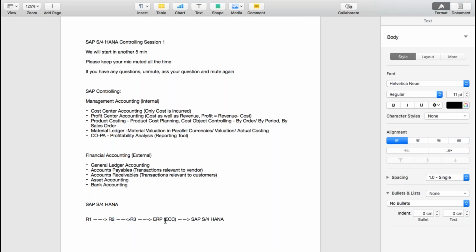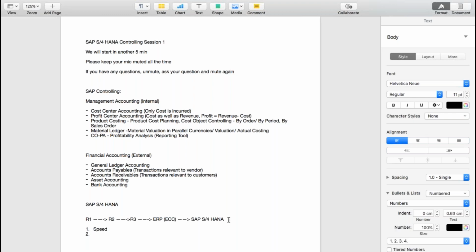Even in SAP ECC, we are not saying the functionalities are not that good. The controlling module in SAP ECC is also very good, right? You can perform all these things: cost center accounting, profit center accounting, product costing. Everything is possible in SAP ECC also. But the major problem faced in SAP ECC, and the first reason why SAP came up with S4 HANA, is the speed. Okay, the first reason is speed.